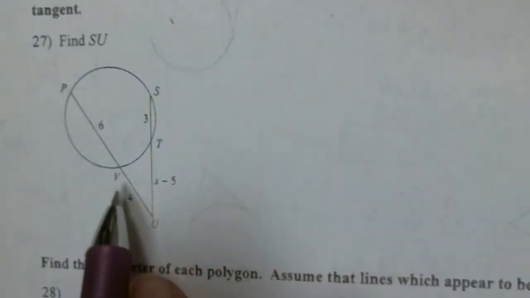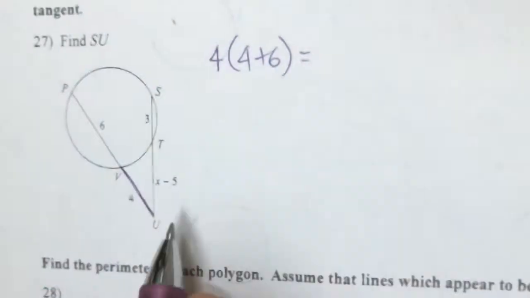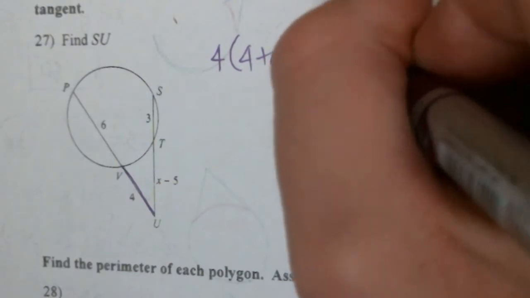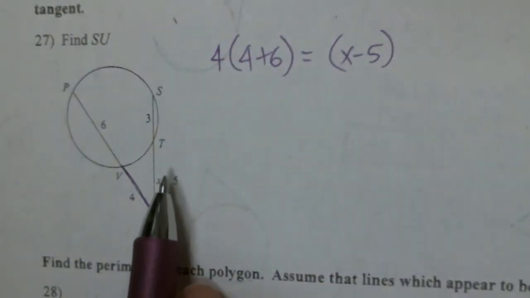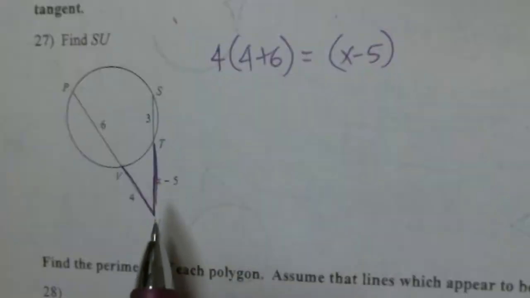Okay, so let's start with this piece on the left. 4 times the whole piece, 4 plus 6, is equal to this outside piece, which is x minus 5, times the exterior piece is x minus 5. But what is the whole piece?